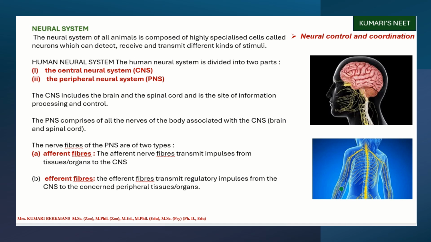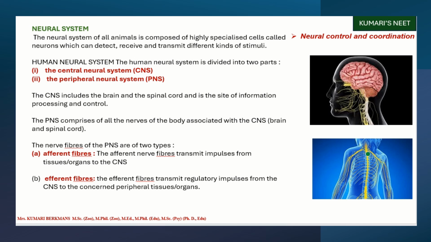Afferent in the sense from the external part of the body to the central nervous system, and efferent in the sense central nervous system to the external, or external in the sense the other body parts, other organs or other tissues. So coming under the human neural system, there are two: central neural system and peripheral neural system. Central, I told you, is the brain as well as the spinal cord, which is connected by a stem. This is the central neural system.